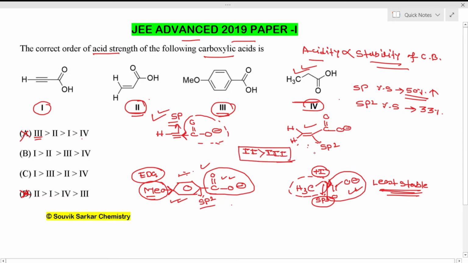Clear? In option B, it is given that acid 2 is more acidic than acid 3, but in option C, they have given acid 3 as more acidic than acid 2. So this is not true. So our correct answer is option B. This is a very conceptual question. We must have an idea of acidity, inductive effect and electronegativity.